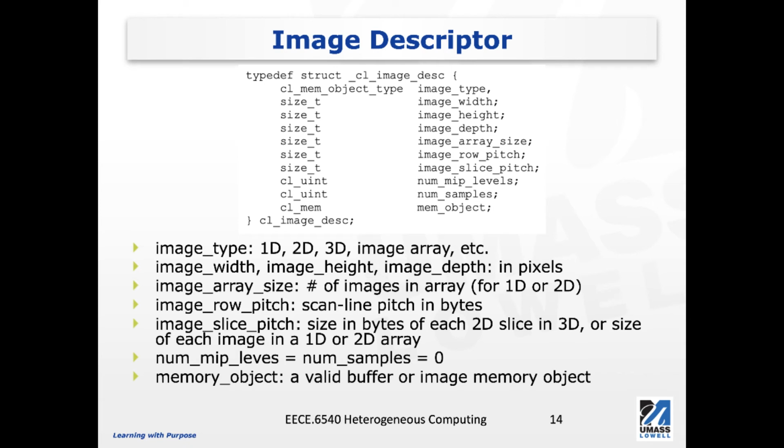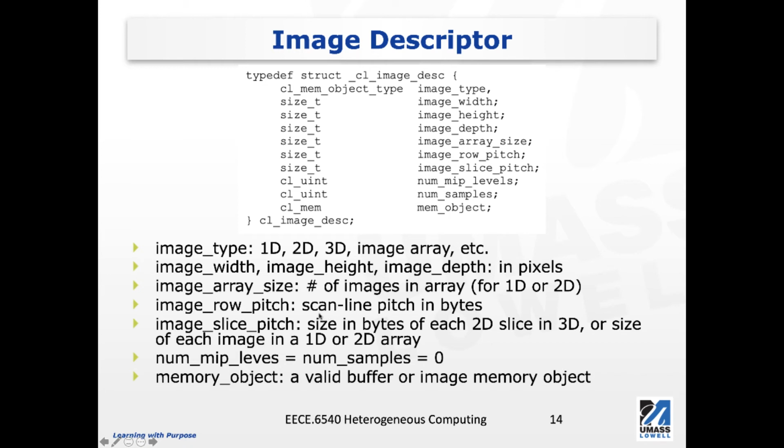So we use this CL image descriptor to describe how these image objects are going to be laid out. For example, are they 1D images or 2D images or 3D images, or simply an image array that refers to a collection of image objects. Also, for each of the images, we can specify the image width, height, and depth in units of pixels. And also for the array size, we can specify how many images in this array, and these images could be 1D or 2D.